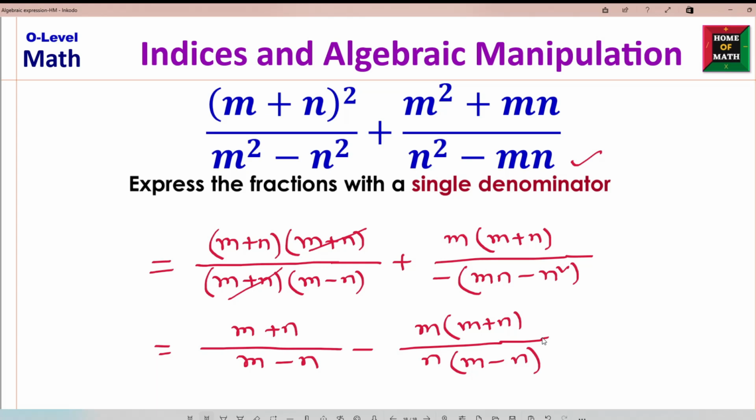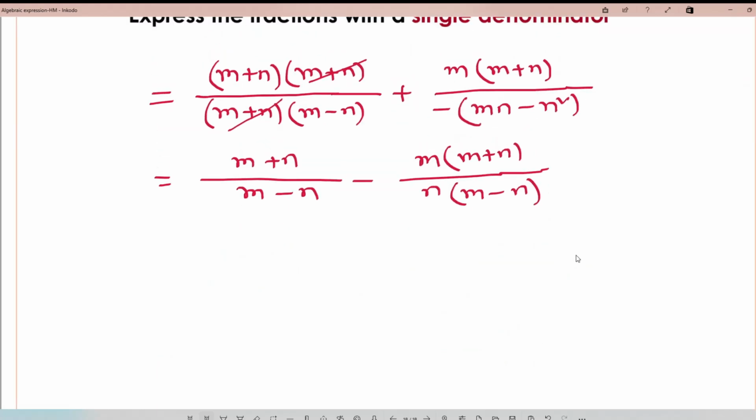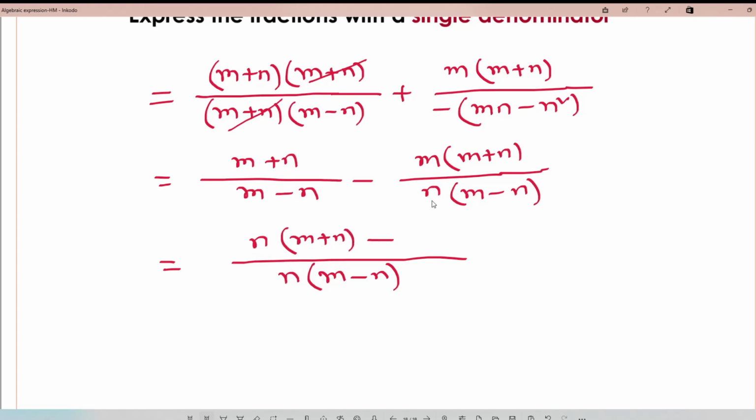Okay, so these two fractions, we take the LCD, so it will become m minus n into m minus n. The LCM is n into m minus n. So here is m minus n and n minus n, so the balance is n, so n into m plus n, and here it is only m into m plus n. Hope you understand this one.